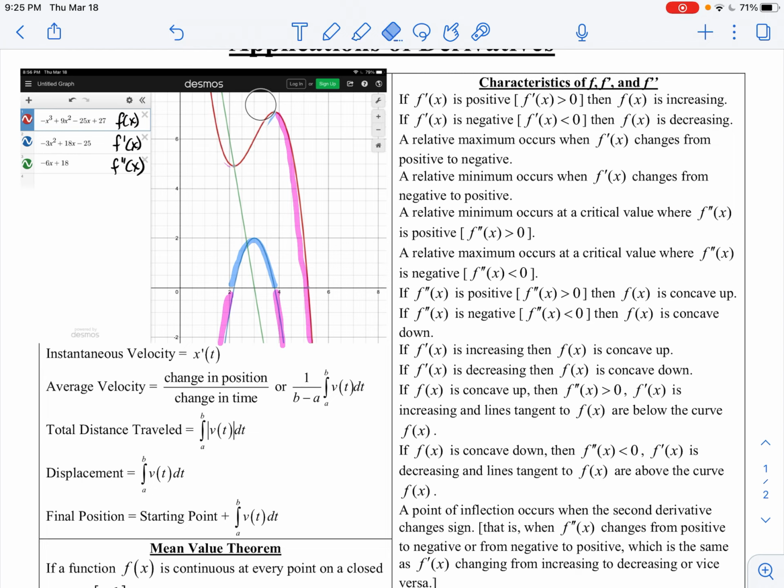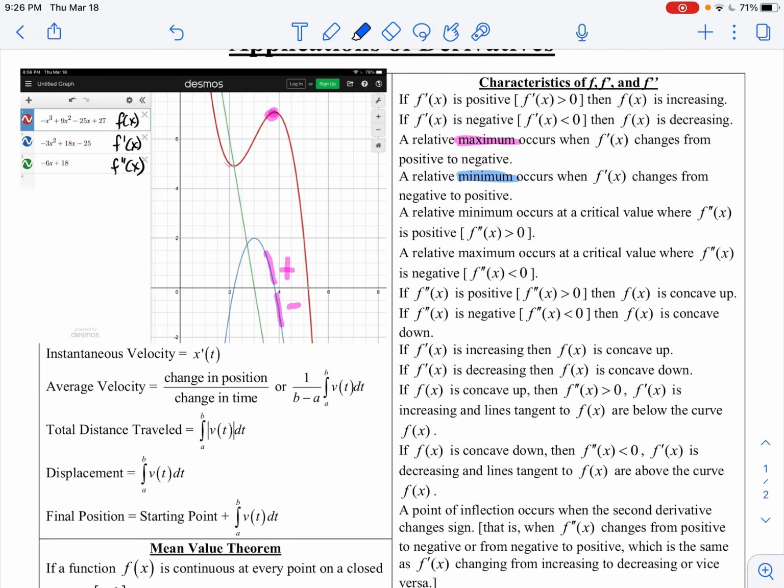Okay, next up we have a relative minimum and relative maximum. A relative maximum occurs when f prime of x changes from positive to negative. So we're looking at a relative max, that would be right here, and that's going to be where f prime of x changes from positive to negative. So we're going from positive to negative, and that'll line up with my maximum. We have a relative minimum.